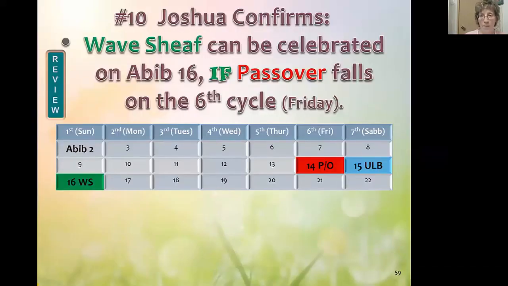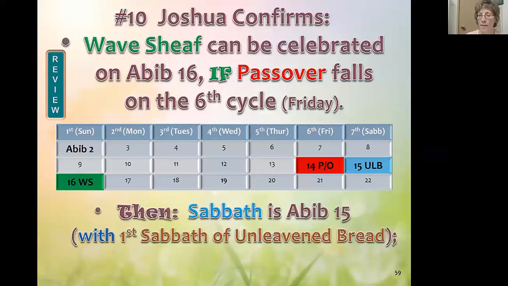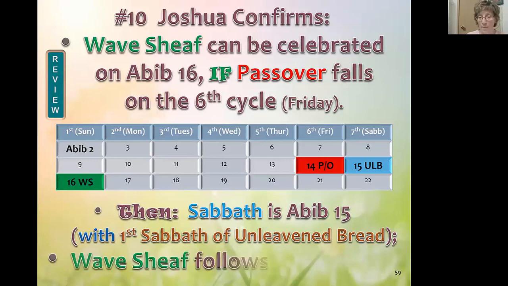Wave Sheaf can be celebrated on Abib 16, like we already showed you, if, and it's a big if, Passover falls on the 14th, the 6th cycle, or a Friday, the preparation day. But then Sabbath is Abib 15, and that also includes the Sabbath of unleavened bread. And what happens is that you'll have your Wave Sheaf following the 15th. Wave Sheaf will be on Abib 16 in a calendar that looks like this. That's what it'll do about once in every 7 years.